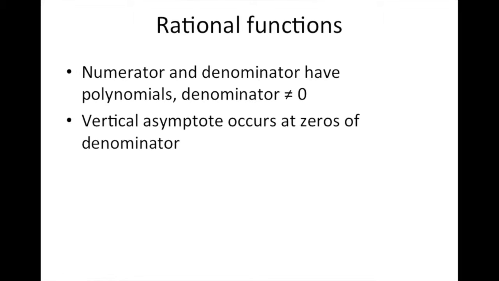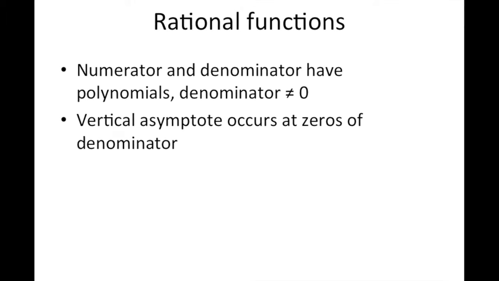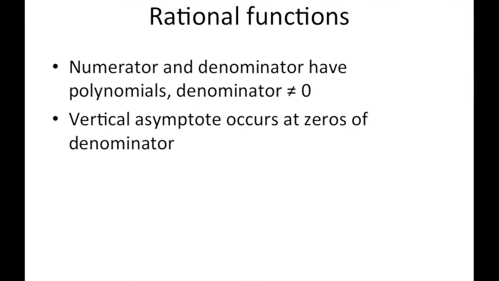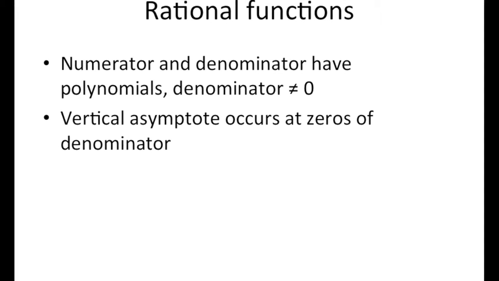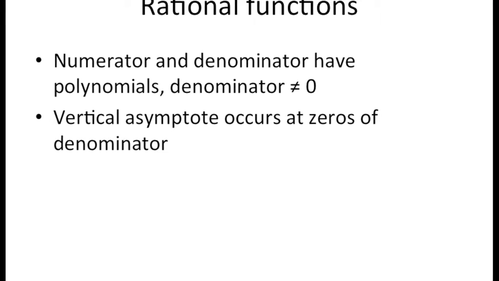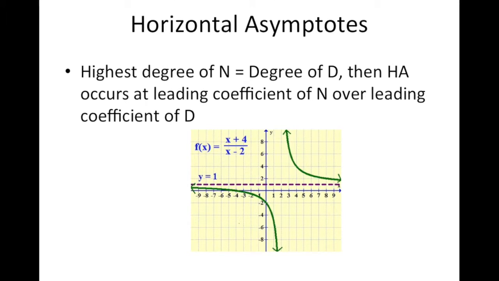A rational function is an algebraic function such that the numerator and denominator are both polynomials where the denominator is not equal to 0. Graphing these functions requires us to be knowledgeable about their fundamental characteristics. Most rational functions have vertical asymptotes, which occur at zeros of the denominator. Horizontal asymptotes are a bit more complicated.